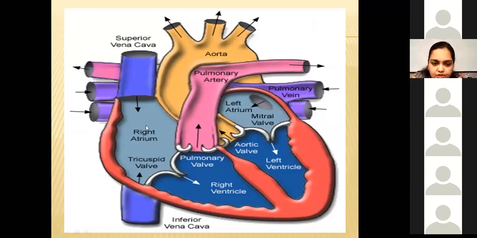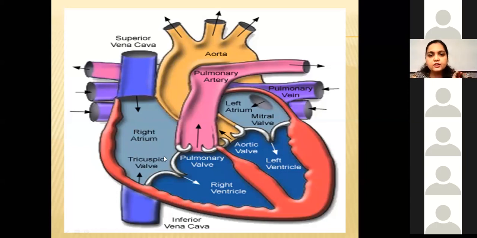This is a slide showing the right atrium and the opening of the superior and inferior vena cava into the right atrium. So the right atrium is the receiving chamber from the superior and the inferior vena cava, and then the blood goes into the right ventricle with the help of a valve called the tricuspid valve.